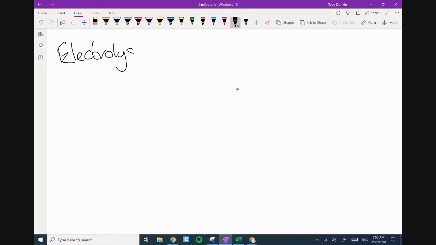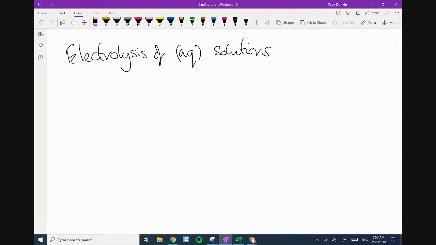Electrolysis of aqueous solutions. I always like doing that, state symbols, of solutions. Okay, so here's the leap of faith.